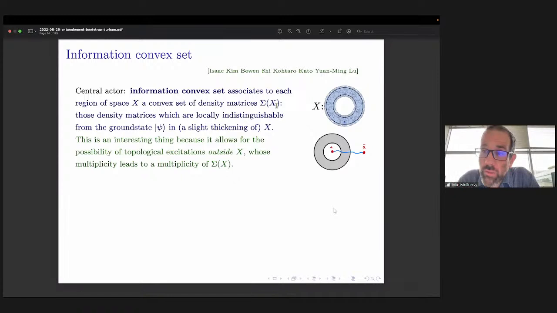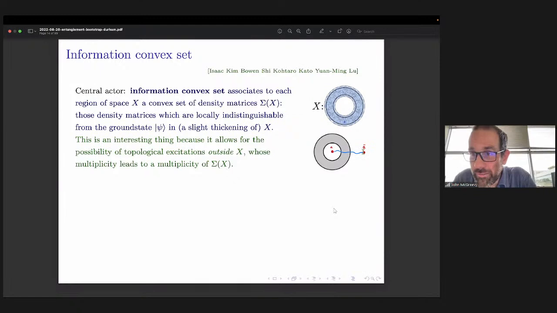Although we're demanding that the state agrees with the ground state on the annulus, the state could differ wildly from the ground state anywhere else. Right? So in particular, there can be an excitation, say, inside the hull of the annulus, which is connected by some operator that preserves the vacuum to some antiparticle outside.